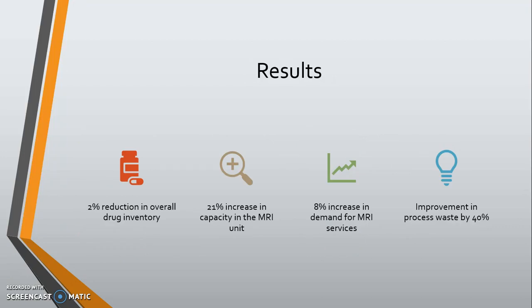Here are some of the results the hospital saw. 2% reduction in overall drug inventory the first year. Improved scheduling saw a 21% increase in capacity in the MRI units. 8% increase in demand for MRI services from neighboring hospitals and clinics. Improvement in process waste in labs and procedural departments was cut by 40% by doing procedural preparation.